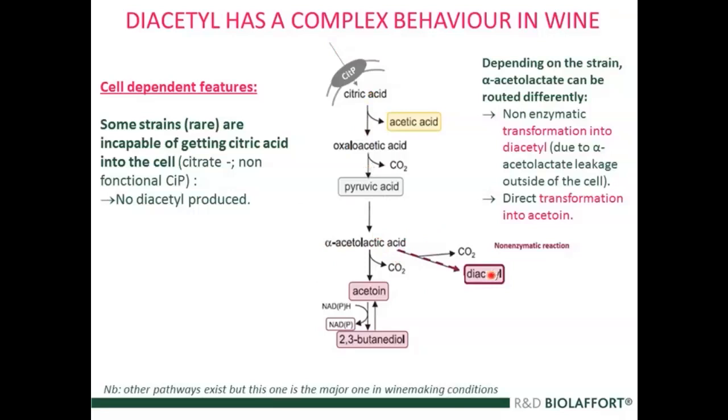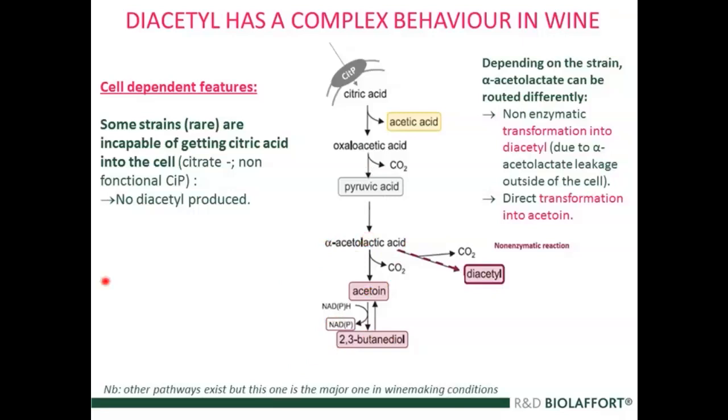Interestingly, actually, this is a non-enzymatic reaction. It is due to leakage of alpha-acetolactic acid from the cell into the wine, or, and this happens in the cell, it is directly transformed into acetoin and then butanediol. And this equilibrium is strain dependent.